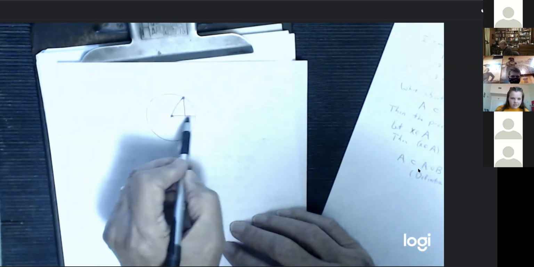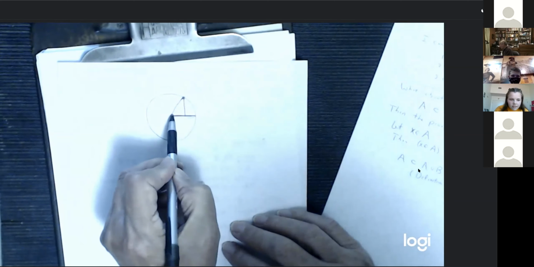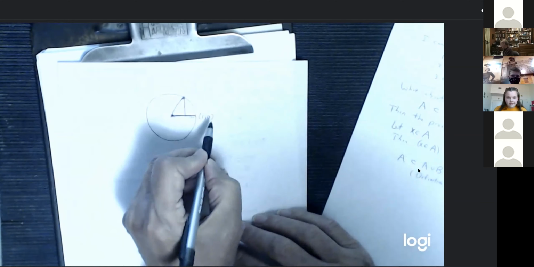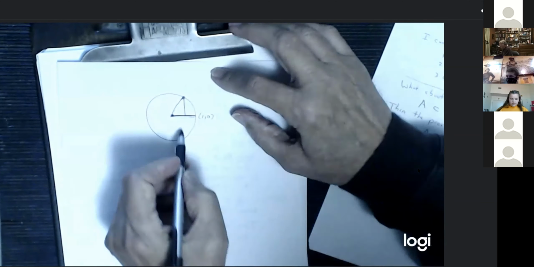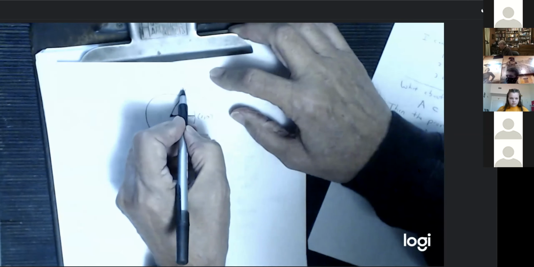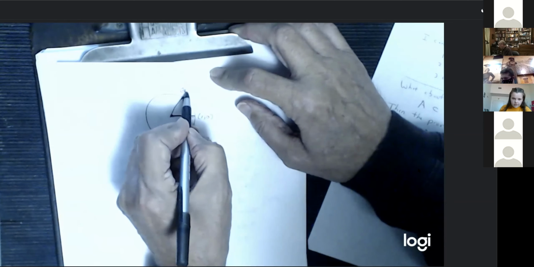Well, anyway, draw a circle. If you can see what I'm trying to do, draw a horizontal line on a circle. That horizontal line is (1, 0). And you draw a triangle. You make a point on the circle, whatever it is, a point on the circle.